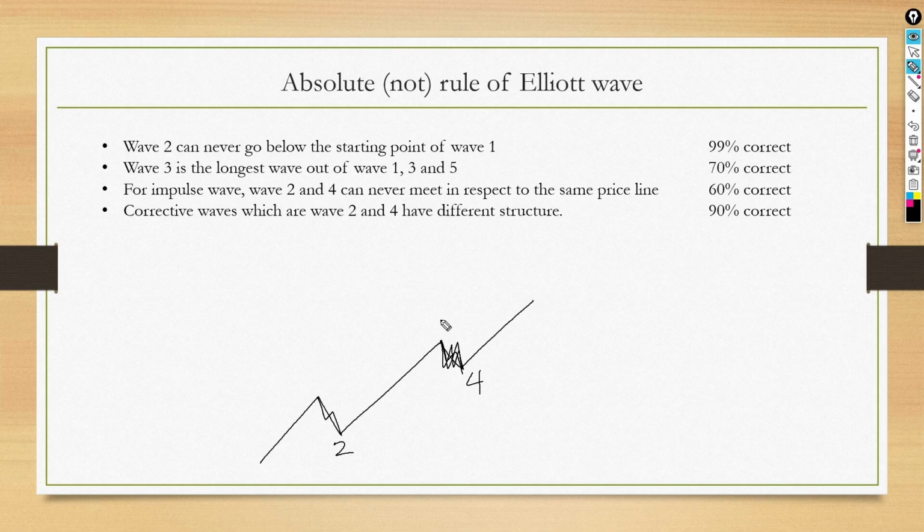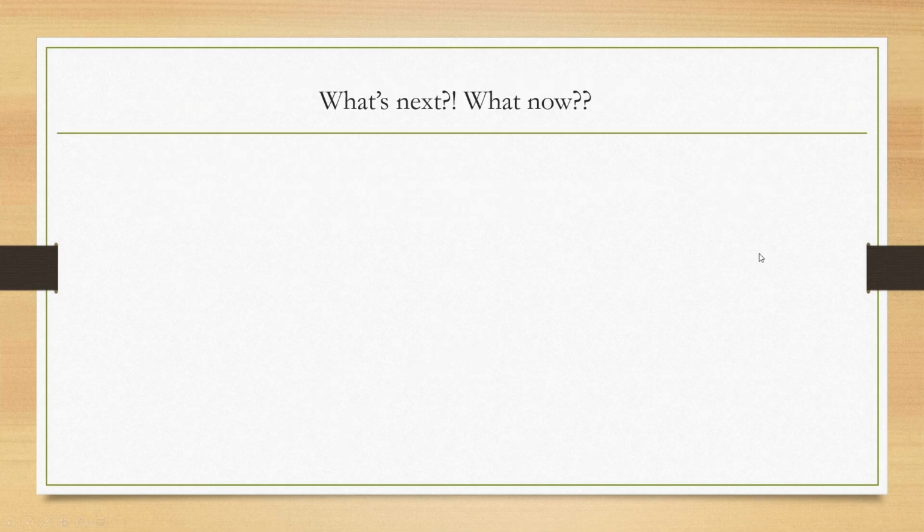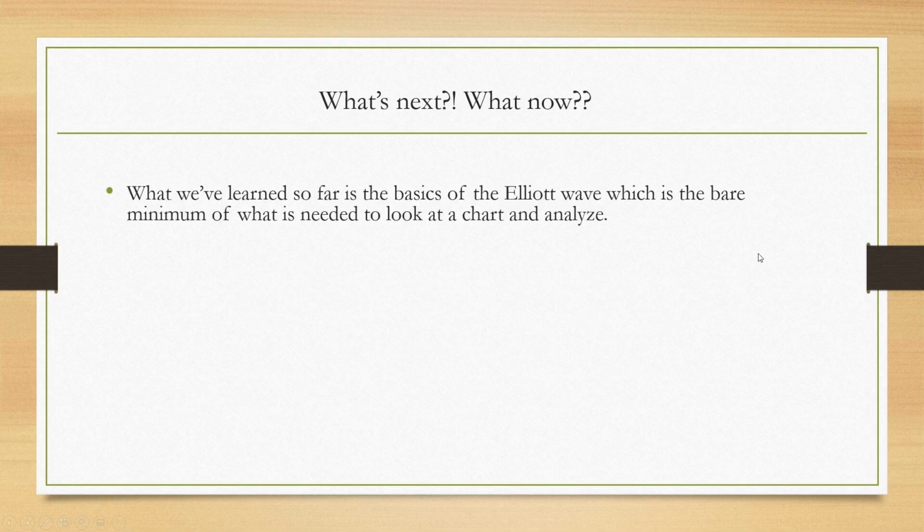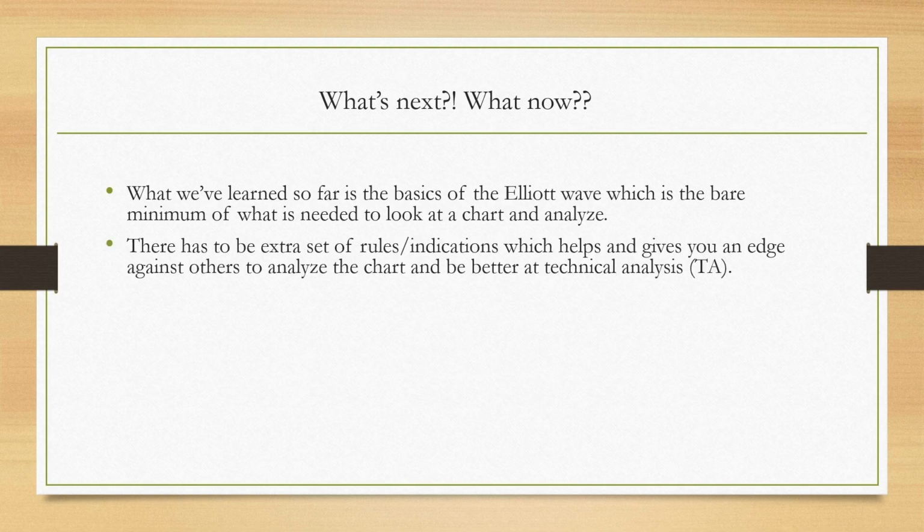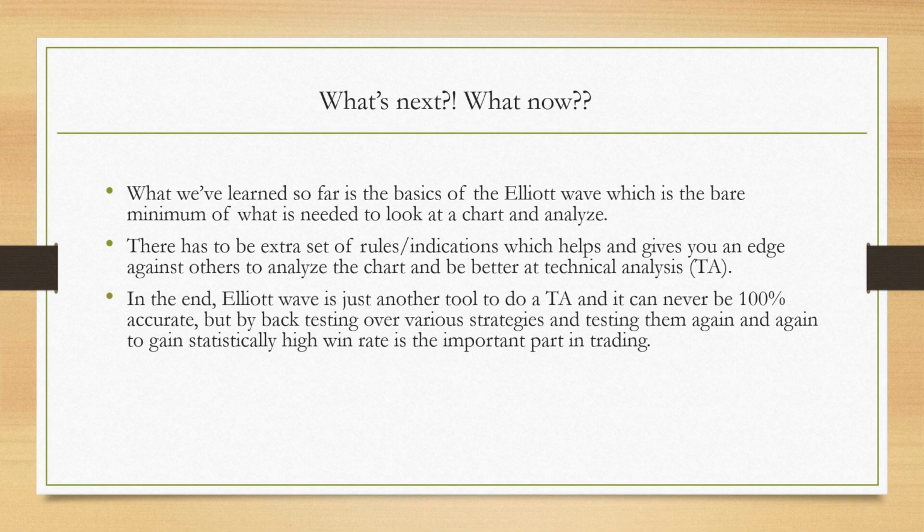So what now? Well, what we've learned so far is the basics of Elliott wave, which is the bare minimum of what you need to look at a chart and analyze. But there has to be an extra set of rules and indicators which gives you an edge against others. In the end, Elliott wave is just another tool to do TA, and it can never be 100% accurate. But by backtesting over various strategies and testing them again and again to gain a statistically high win rate, I think that is the most important part in trading.